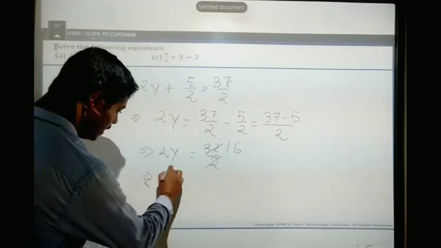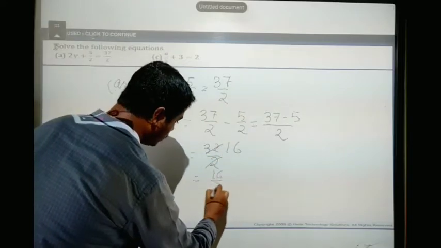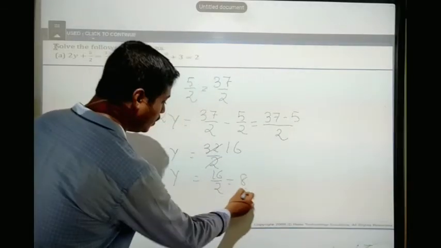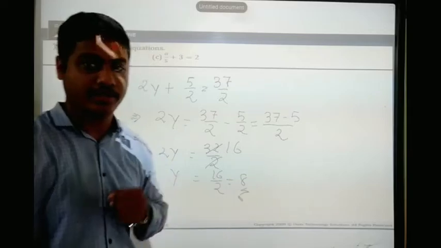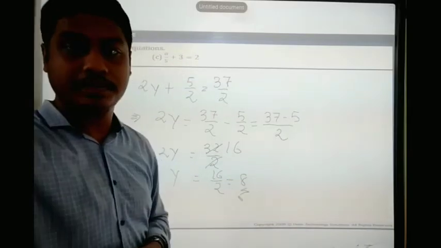So next step, I'll be putting this 2 on the right hand side. So 16 by 2, it is nothing but equal to 8. So we have got the answer that y is equal to 8. Okay. Next, let us see question number C.